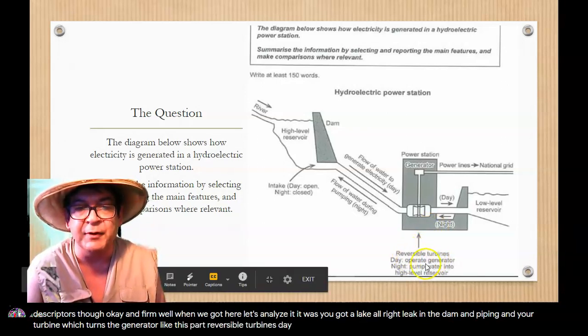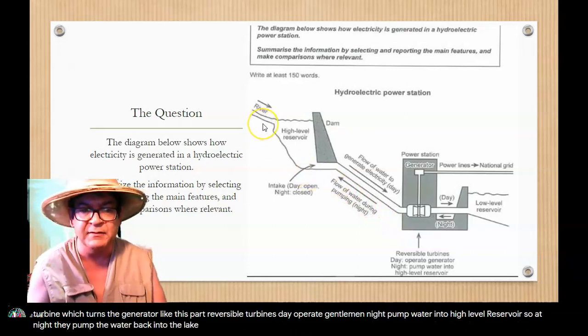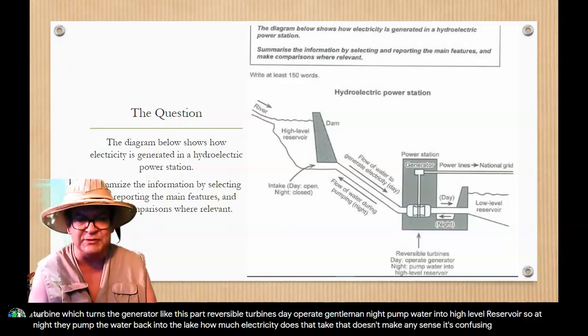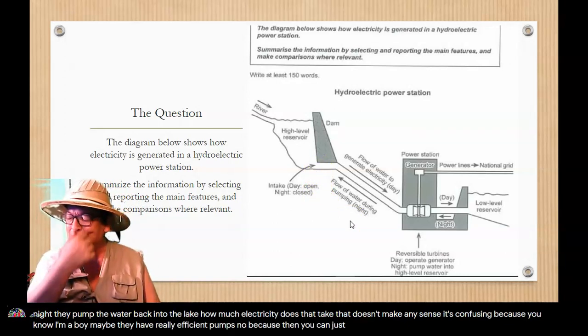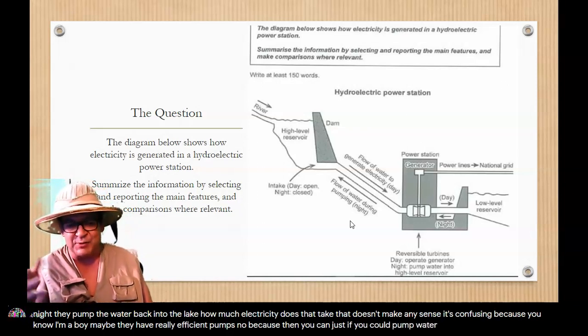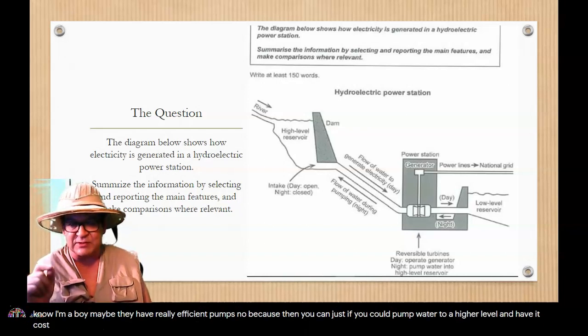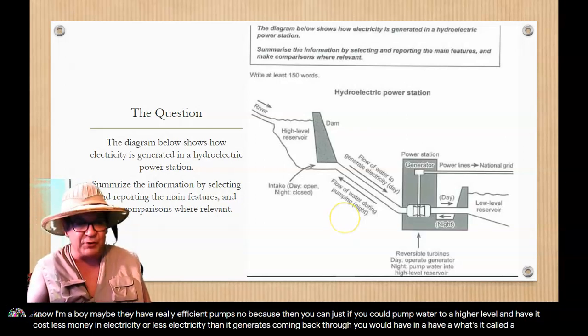Nothing mystical about it, except for this part. Reversible turbines. They operate generally at night, pump water into high-level reservoir. So at night, they pump the water back into the lake. How much electricity does that take? That doesn't make any sense. It's confusing. Maybe they have really efficient pumps. No, because if you could pump water to a higher level and it cost less electricity than it generates coming back through, you would have an eternal energy machine.